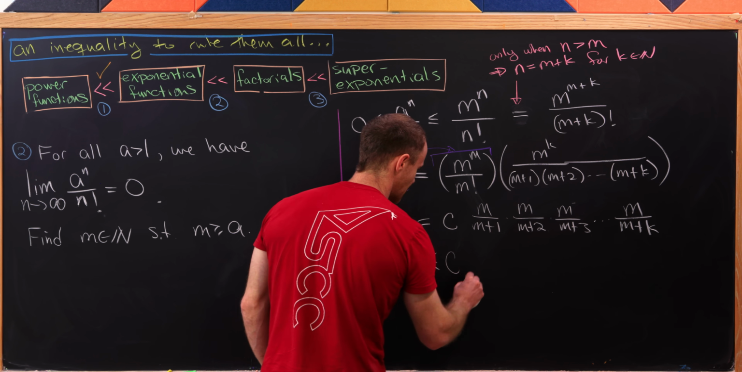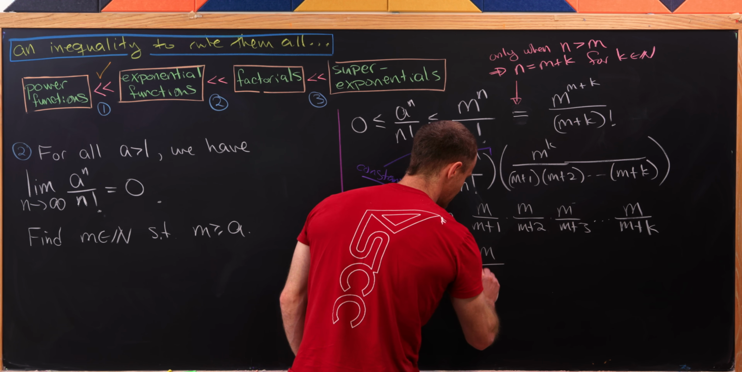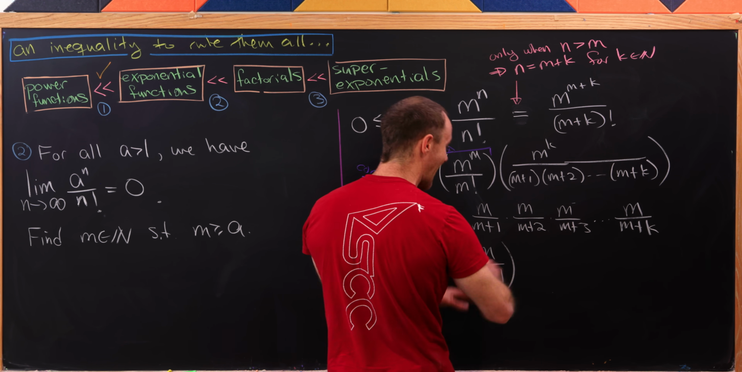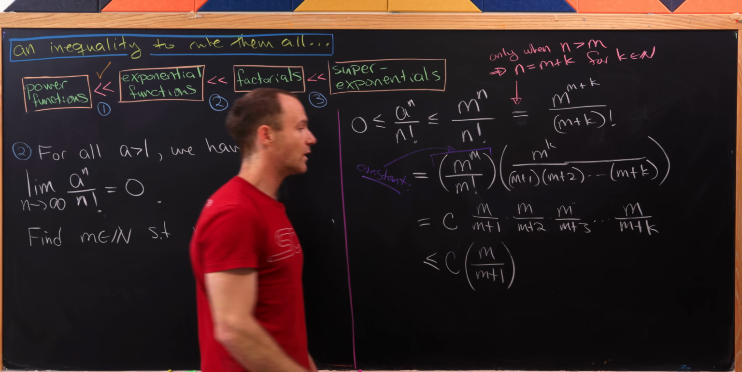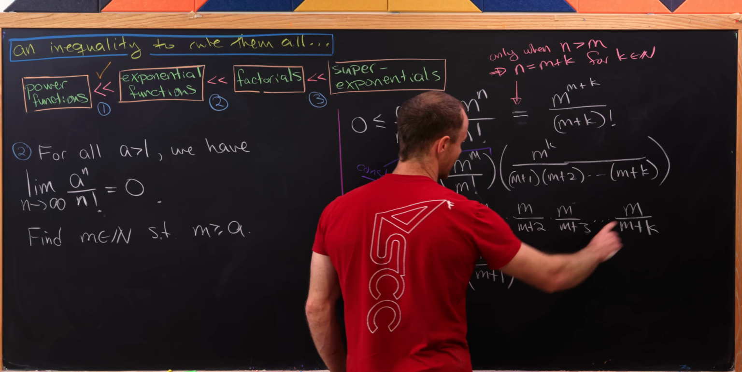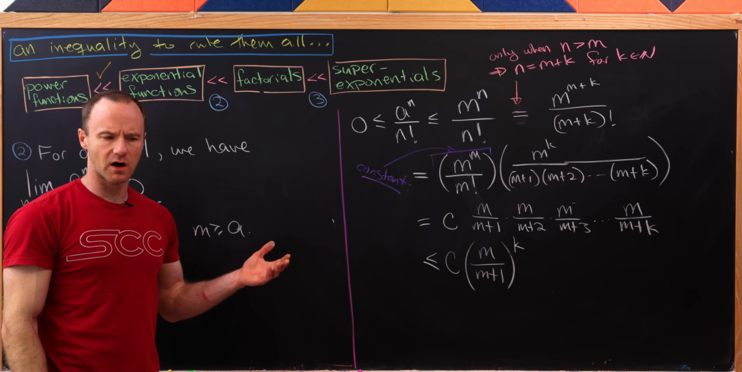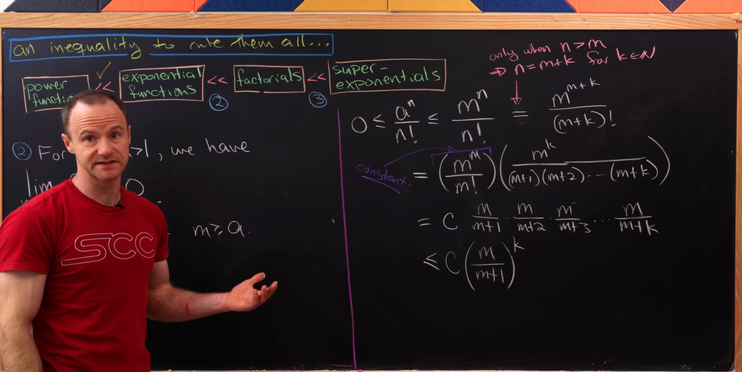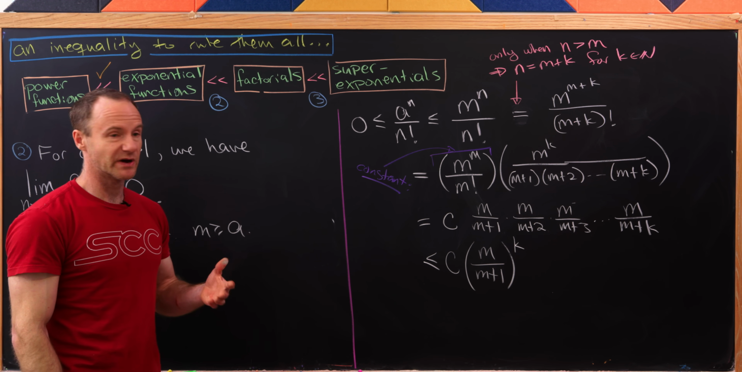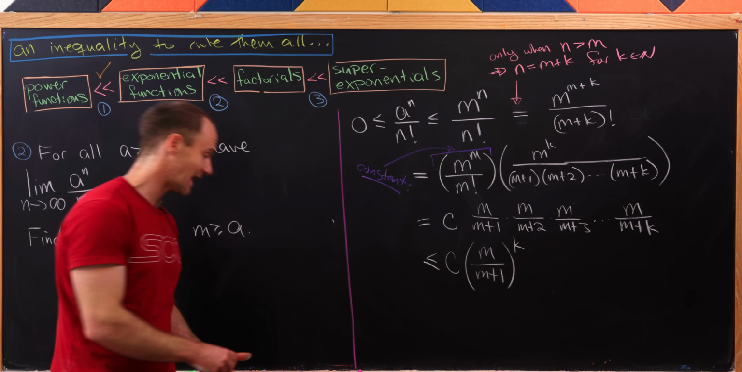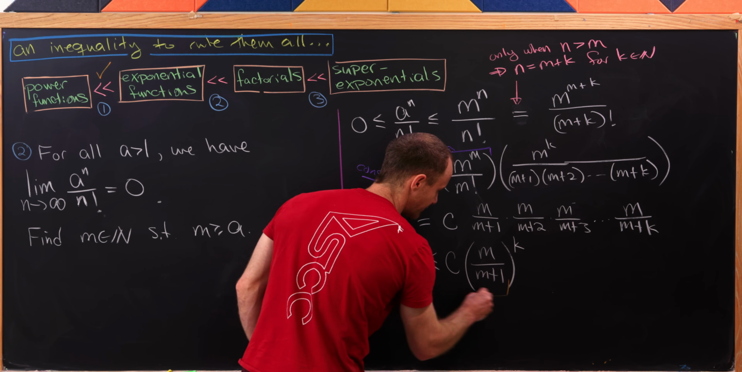So now we've got this constant, and then we'll have m over m plus 1. Well, actually a bunch of copies of m over m plus 1. How many? Well, there are exactly k of them. But let's recall that m was a constant, so that means m over m plus 1 is a constant, but in fact it's a constant less than 1. So let's point that out here.